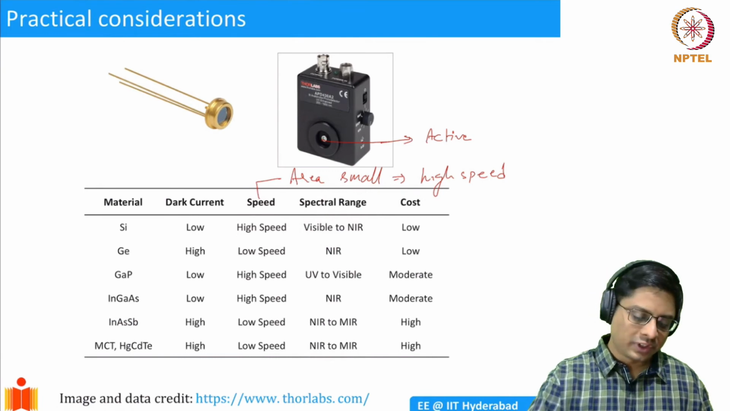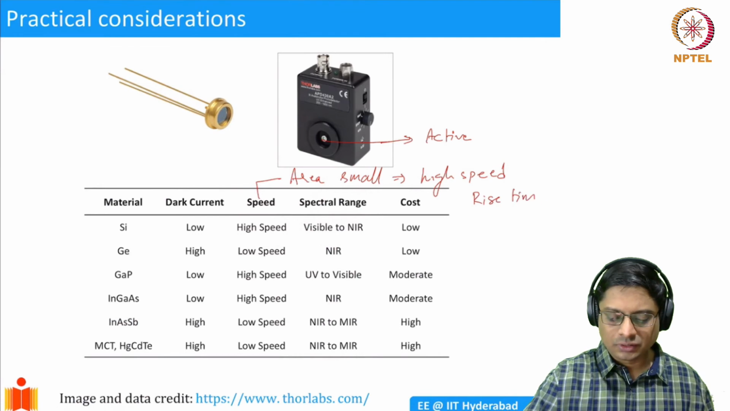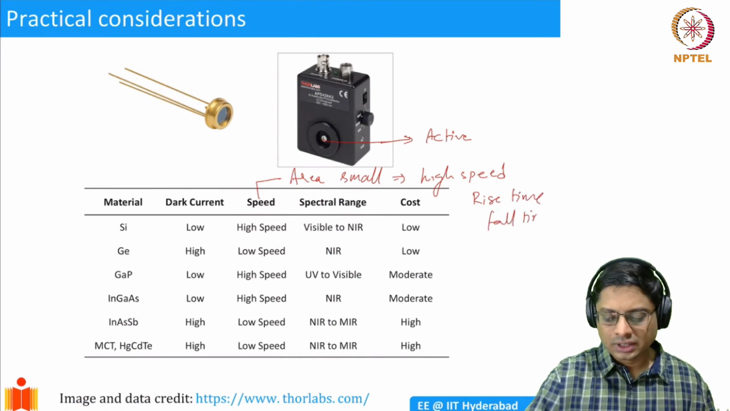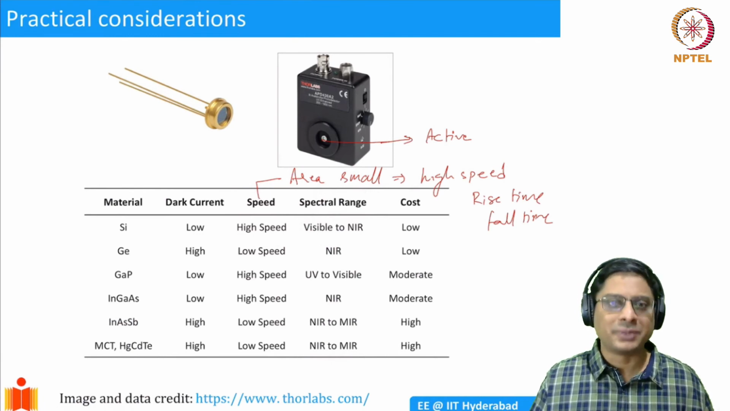But in principle, what you look for is the rise time and the fall time. If your detector has nanoseconds of rise time, it's normal, and it's going to be cheap. But if you want a detector with picoseconds of rise time, that's going to be much more expensive.